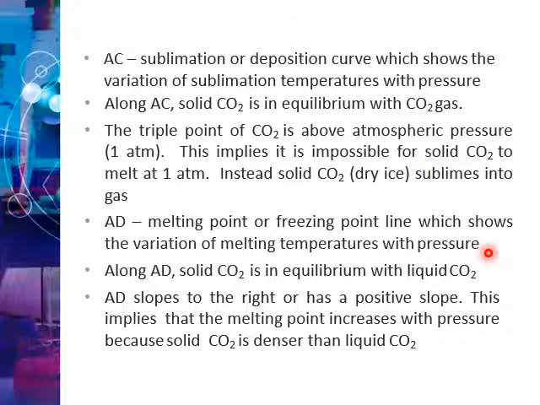And then AD. A is the triple point and D is down here. This is the melting point or freezing point line. Along AD is solid CO2 in equilibrium with liquid. At this slope to the right, it has a positive slope. So this implies that the melting point increases with pressure because solid CO2 is more dense than liquid.